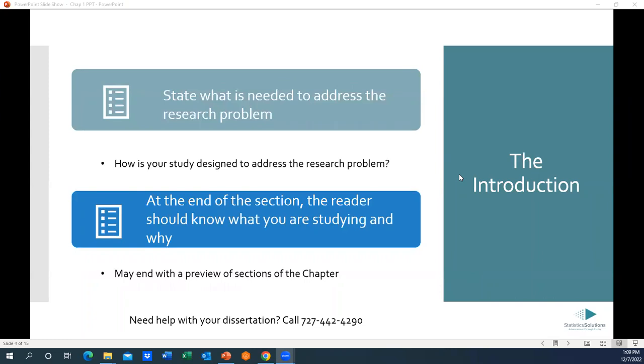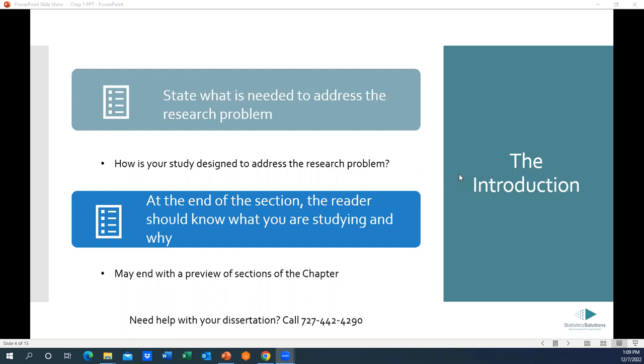Okay, state what is needed to address the research problem. That would be how your study is going to fill the gap, or whatever the issue is, how your study is going to contribute to that. So when you get to the end of the section, and again, this is about a page, maybe a little less than a page, your reader should understand what you're studying and why, right? And if you want, you can end with a preview of the sections of the chapter. This chapter will include, and this list of sections.